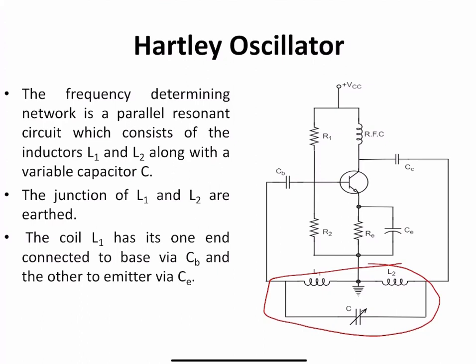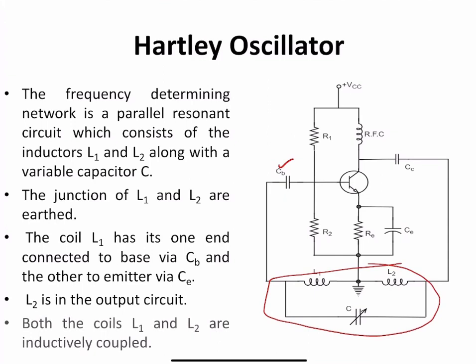Coil L1 has one end connected to the base via the coupling capacitor CB, and the other terminal of L1 is connected to the emitter via CE, and L2 is in the output circuit. The output voltage appears across the L2 inductor, and the voltage across L1 is fed back to the input of the amplifier circuit. Both coils L1 and L2 are inductively coupled.